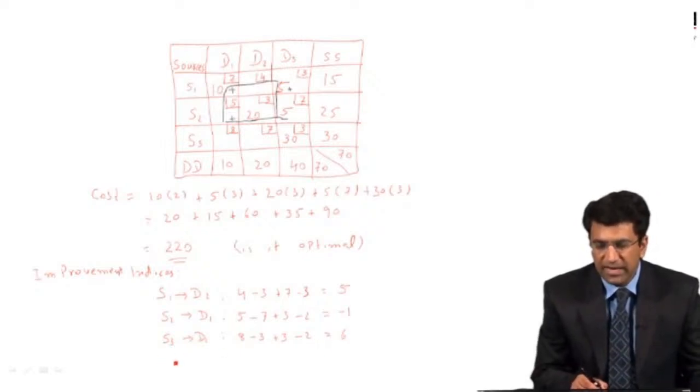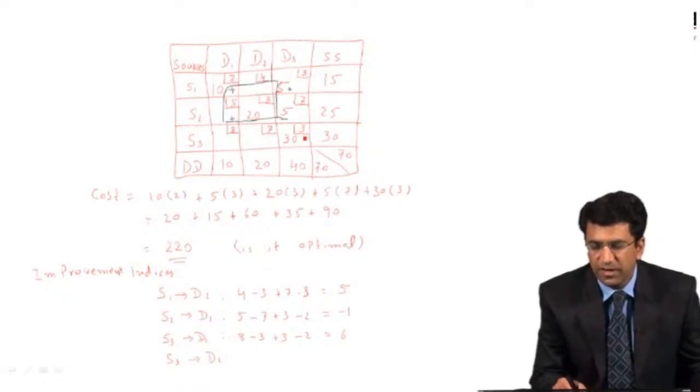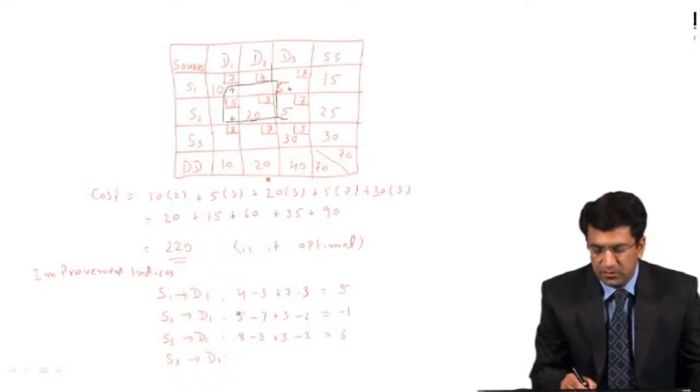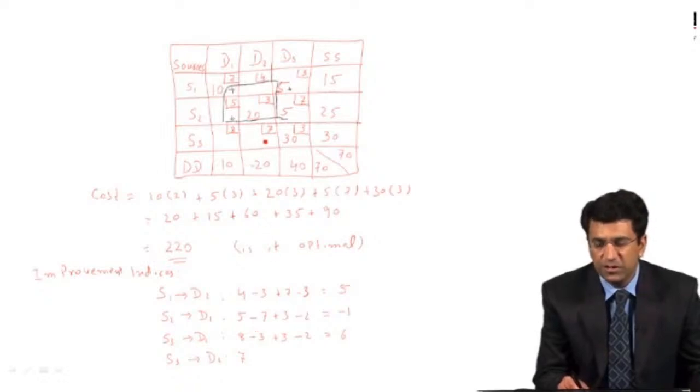So next improvement index for S3 to D2. Now S3 to D2, we can add here, we can subtract here, we can add here, and we can subtract here. So this will be the closed loop for this particular cell. So it will become 7. That is again the unit cost where we are adding a proposed unit. 7 minus 3 plus 7 and minus 3. So it will become 14 minus 6, it will become 8.